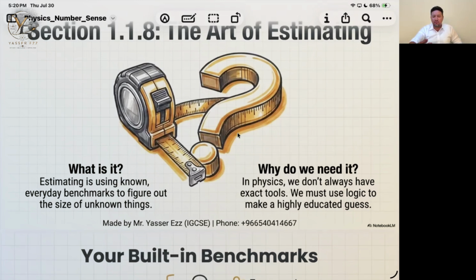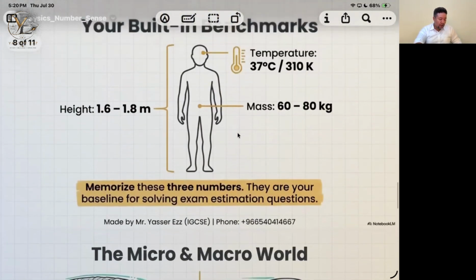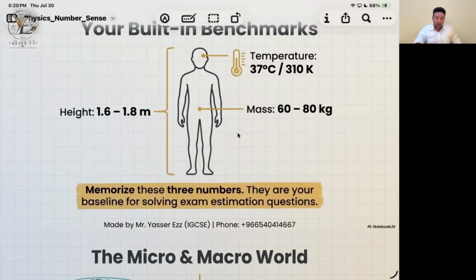So what is the mass of one apple? They may ask you about this. The meter rule: what is the mass of the meter rule? 100 to 200 grams. So we need to put a reasonable estimation, and sometimes it will not give you the full data, and you need to make an estimation. For example, the average temperature of the human body, 37 degrees Celsius, 310 Kelvin. The mass of the average human body, 60 to 80 kilograms. The height is 1.6 to 1.8 meters, the average height of persons.